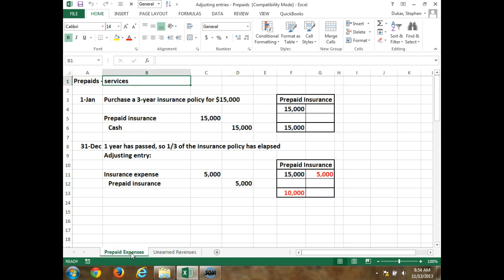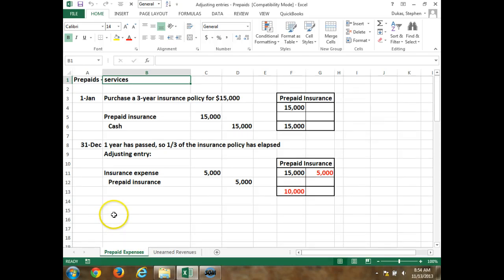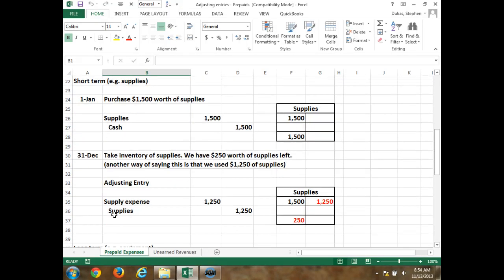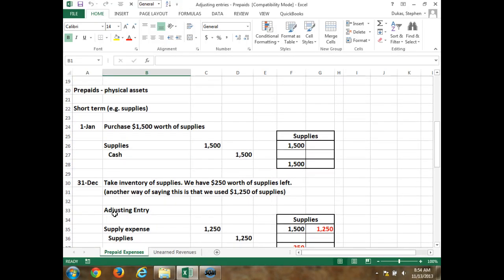Those are two very basic kinds of prepaids. Again, with the revenue side, we typically call that unearned or deferred revenue. However, there are prepaid expenses that involve physical assets. We can prepay a short-term asset, or we can prepay a long-term asset. Let's take a look at the situation where we prepay a short-term asset.